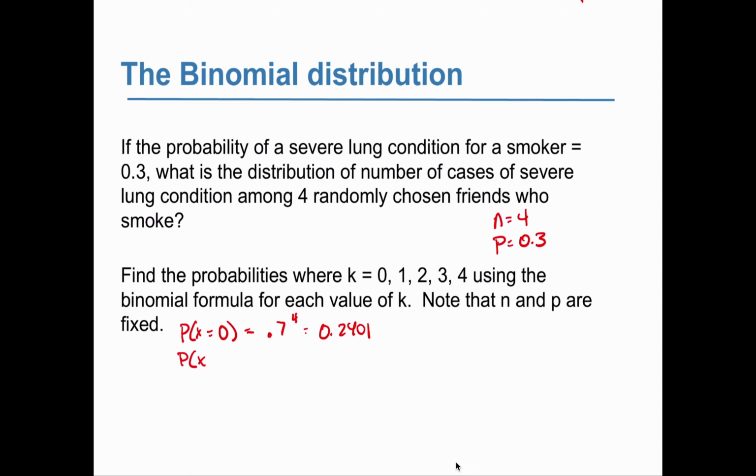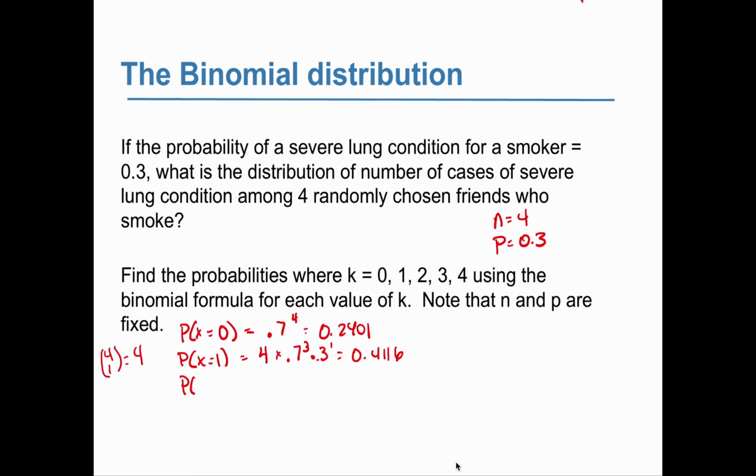The probability that exactly one of them has a lung condition, right? There are 4 ways that could happen, right? 4 choose 1, times 0.7 to the 3rd. Those are the 3 that don't have the lung condition. Times 0.3 to the 1. That's the one that does. 0.7 to the 3rd times 0.3 times 4 is 0.4116.